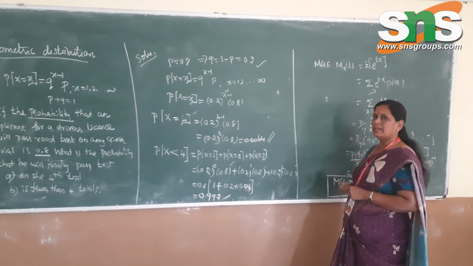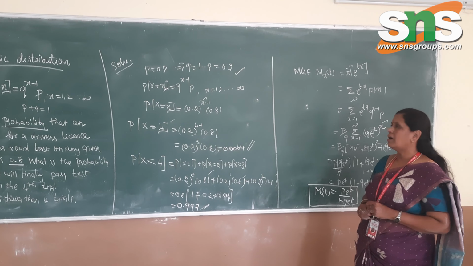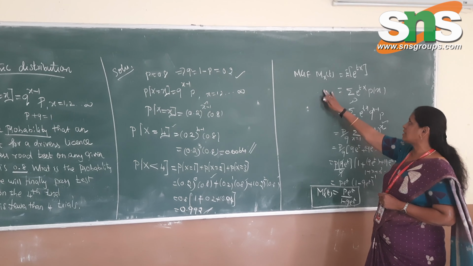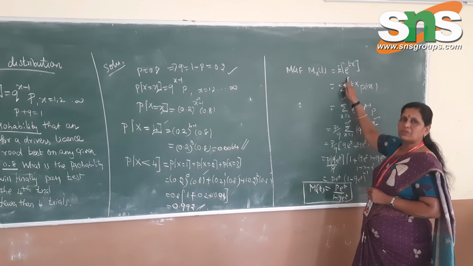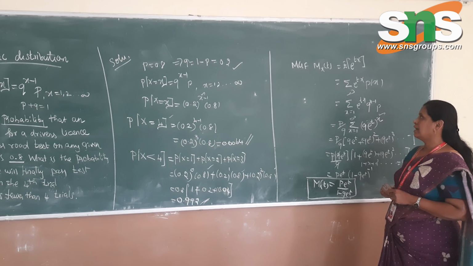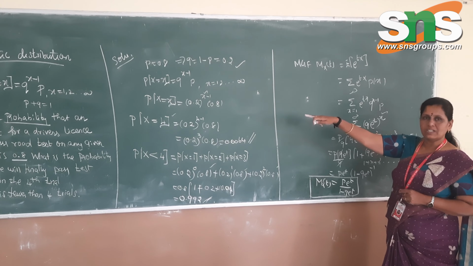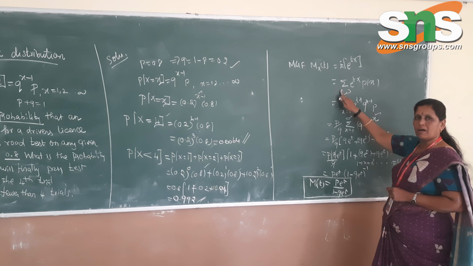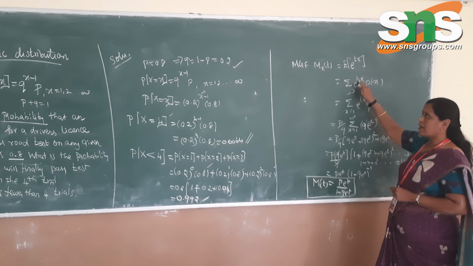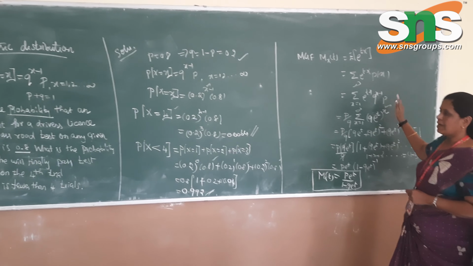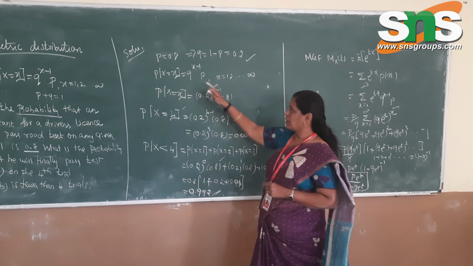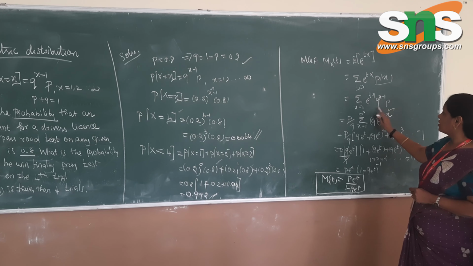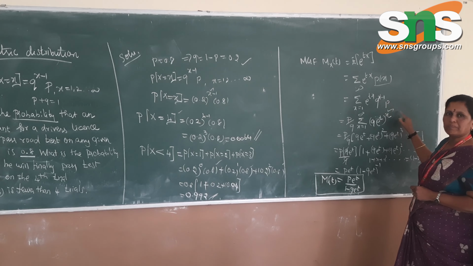Now we are going to find the MGF of geometric distribution. So already we know the formula: Mx of t is nothing but expectation of e to the power of tx. Here x is a discrete value. For the discrete case, our MGF formula is summation of e to the power of tx into p of x. Our p of x value is equal to q to the power of x minus 1 into p. Substituting p of x as q to the power of x minus 1 into p.